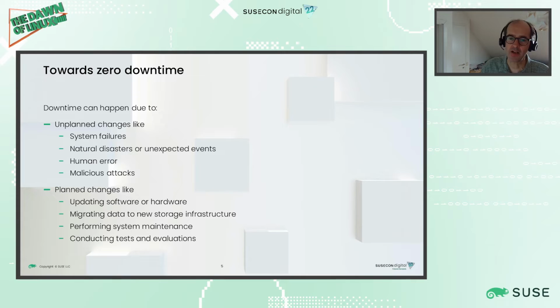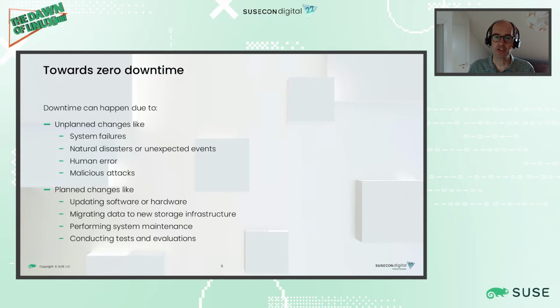So downtime, why can it happen? There are unplanned changes like system failures, natural disasters, a digger running into our data center, power loss, flooding, whatever. Human error can also happen. We all make mistakes, and that can also result in a downtime. Malicious attacks are another area.